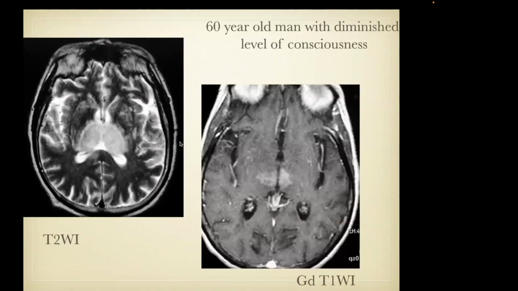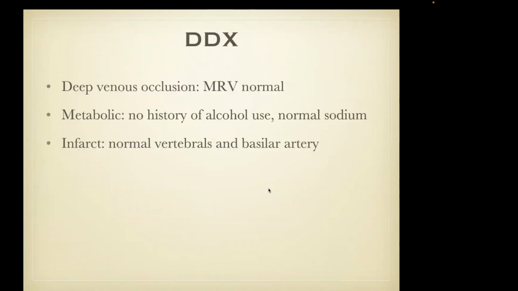So this was a patient who came in with diminished level of consciousness, and we see this abnormal signal in the thalami bilaterally. There was abnormal enhancement bilaterally. The MRV was normal. The patient had no history of alcohol use and normal sodium, so we weren't thinking about osmotic demyelination or Wernicke's encephalopathy. We did the CTA, there were normal vertebrals, normal basilar artery. We were really puzzled about what was going on in this patient.